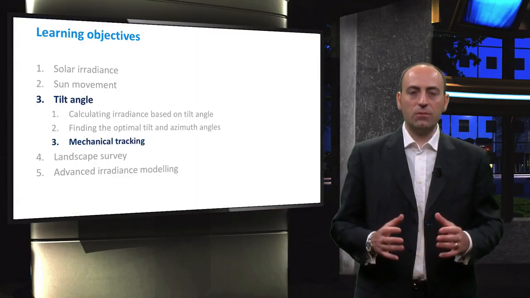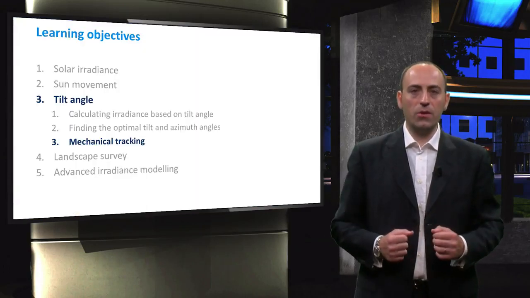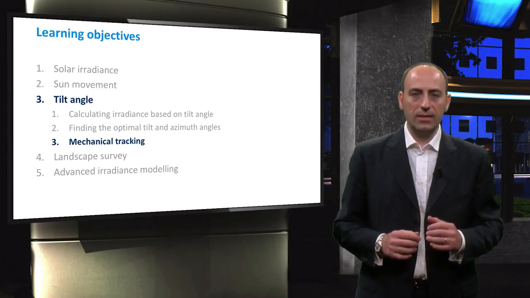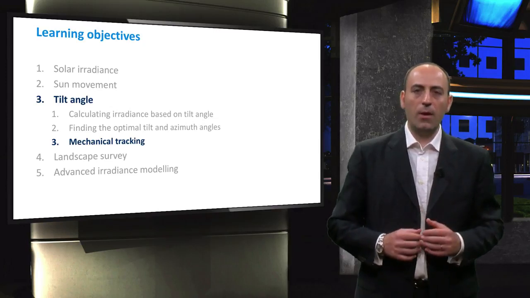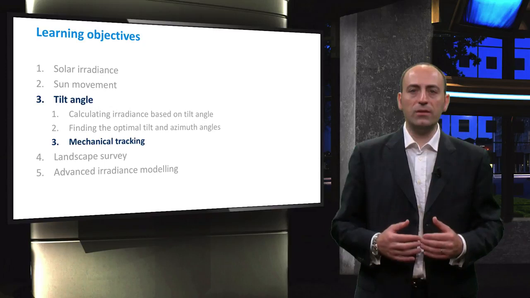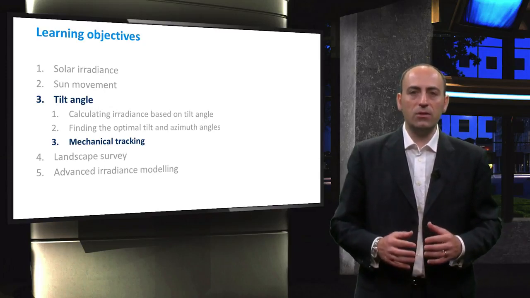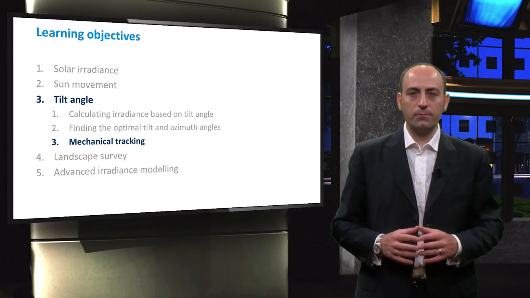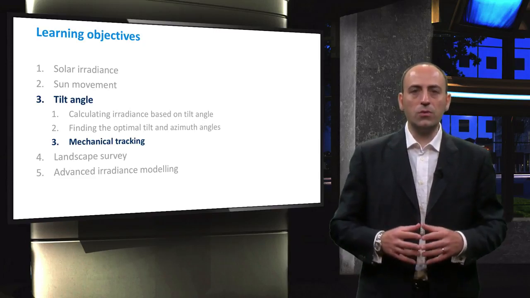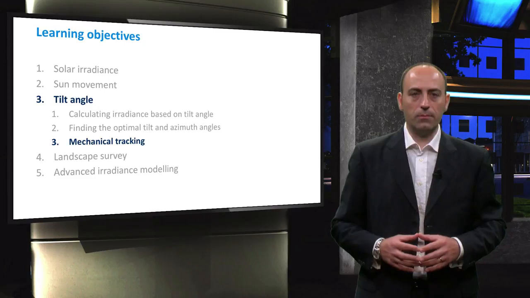In this final video of the section about the module tilt angle, we will discuss mechanical tracking. We started this section by giving you the tools to calculate the irradiance for a variable tilt and azimuth angle. Then we applied this knowledge in order to find the optimal azimuth and tilt configuration to maximize the energy yield over a certain period of time. In this video, we are going to see the mechanical tracking system.